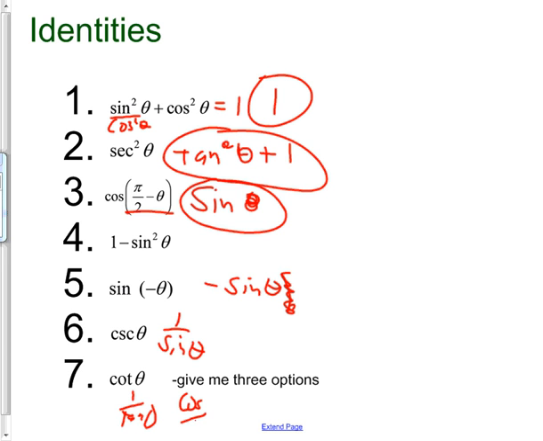Cosine over sine. And, oh, what did you say on the last one? Tangent is the one that goes with cotangent of pi over 2 minus theta. I just asked what you said, and you were all like, oh no, I must have done it wrong. All right, so.